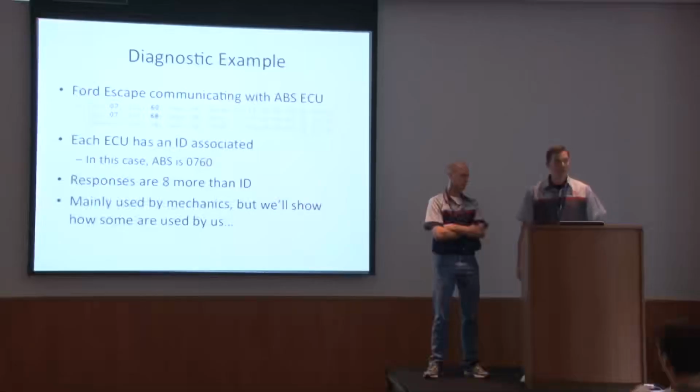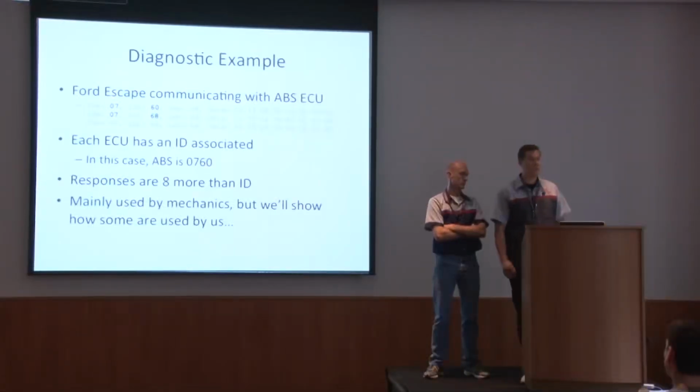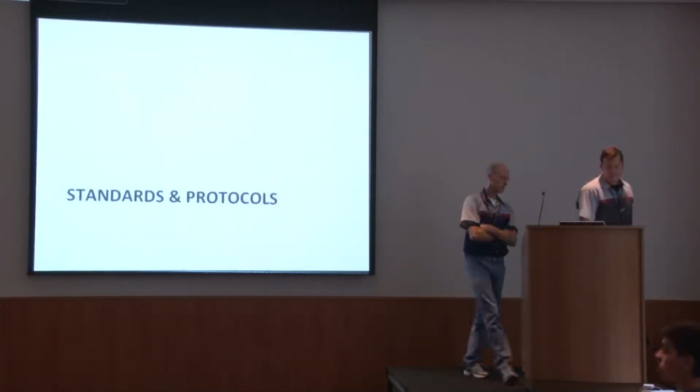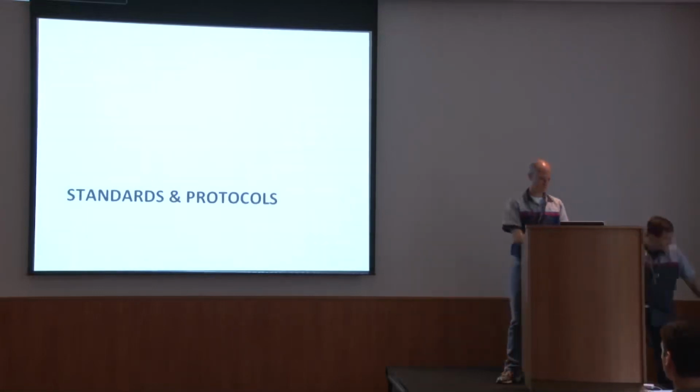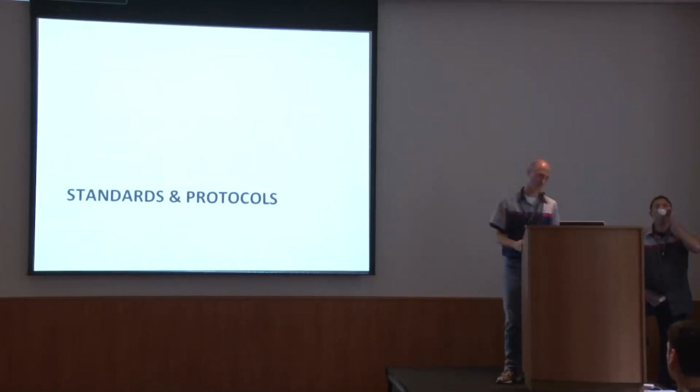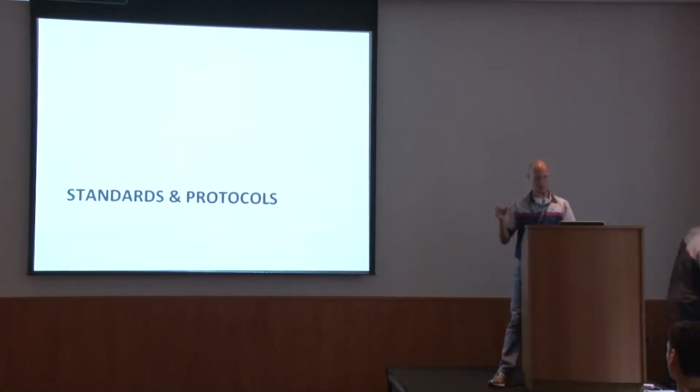There are ways to get more than 8 bytes in a request or response, and we'll talk about that in a little bit. But it should be noted that these diagnostic messages are usually used by mechanics to troubleshoot problems with either physical attributes of the car or, say, the ECU itself. Right, so 2 types of CAN messages: the kind that are always there, that we call the normal ones, and then the diagnostic ones, which are mechanics' tools.